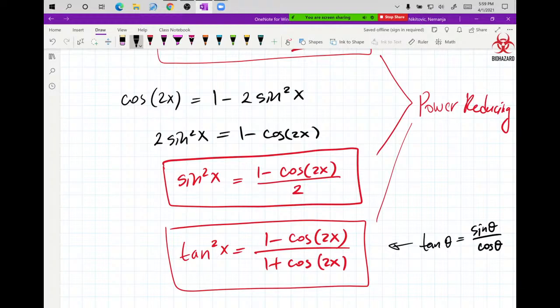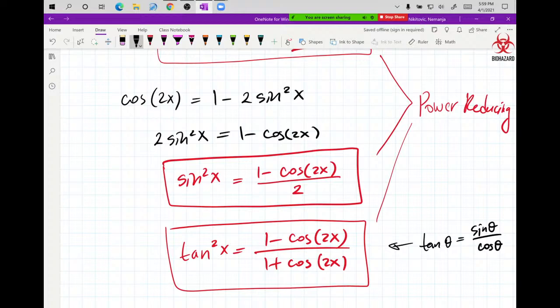So it's better to learn it now. So how many formulas so far? Six, right? We have six formulas so far. We have three for double angle and three for power reducing. The only three that are left are the three half angle formulas.